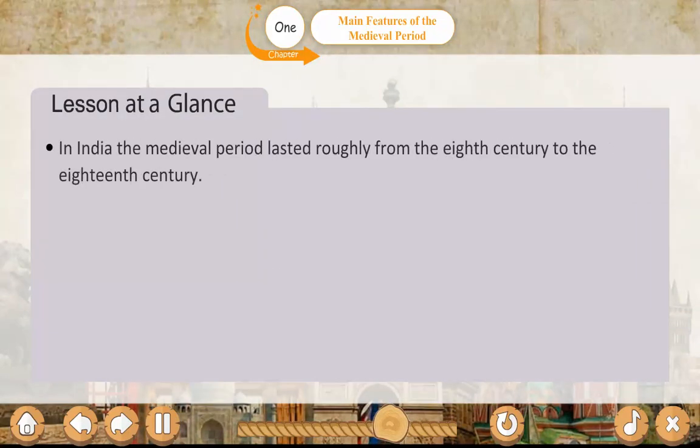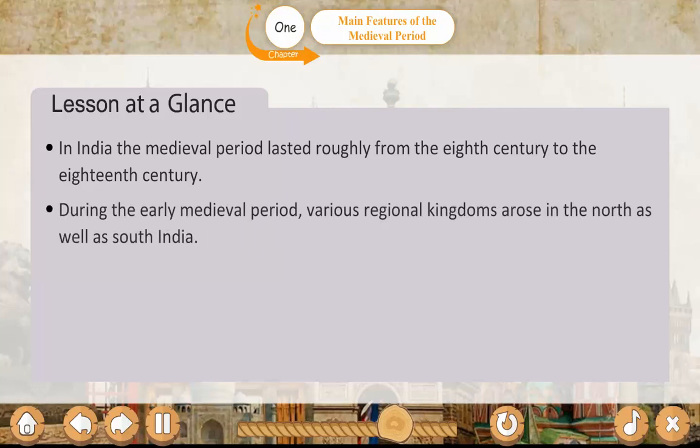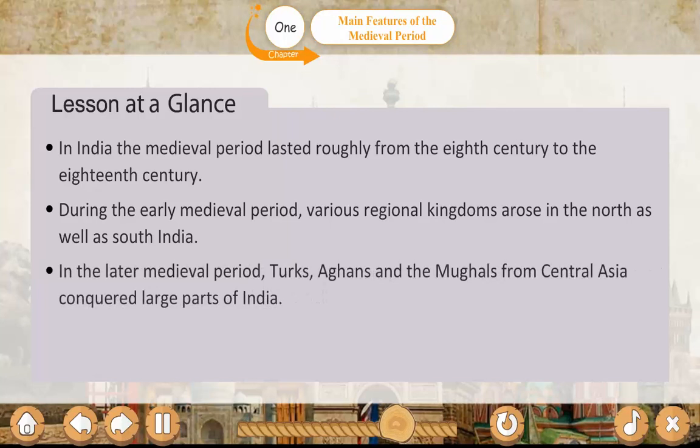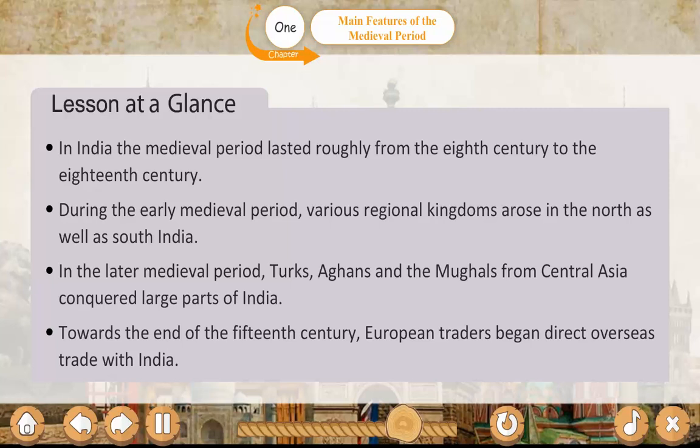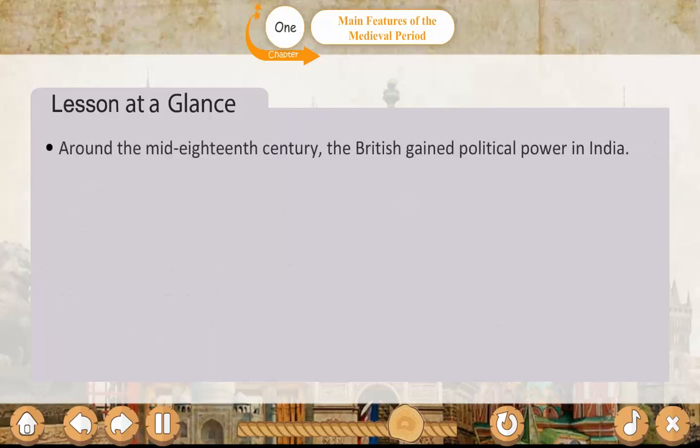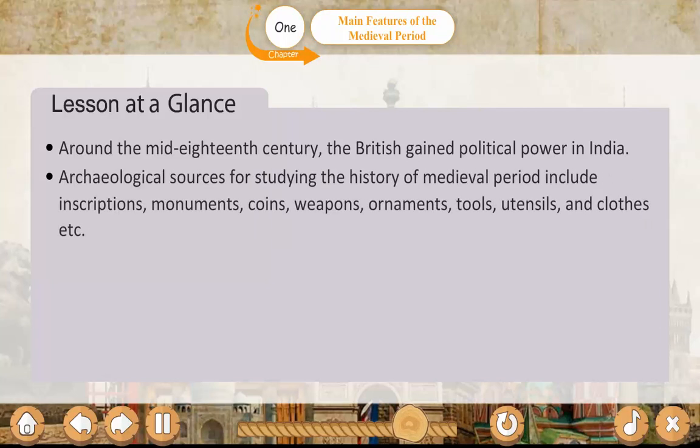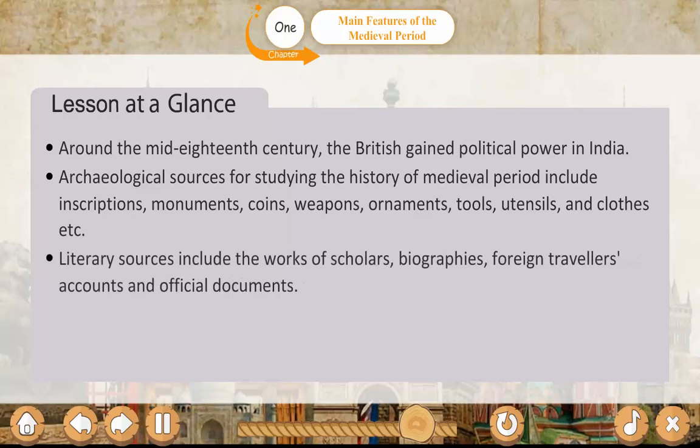In India, the medieval period lasted roughly from the 8th century to the 18th century. During the early medieval period, various regional kingdoms arose in the north as well as South India. In the later medieval period, Turks, Afghans, and the Mughals from Central Asia conquered large parts of India. Towards the end of the 15th century, European traders began direct overseas trade with India. Around the mid 18th century, the British gained political power in India. Archaeological sources for studying the history of the medieval period include inscriptions, monuments, coins, weapons, ornaments, tools, utensils and clothes, etc. Literary sources include the works of scholars, biographies, foreign travelers' accounts and official documents.